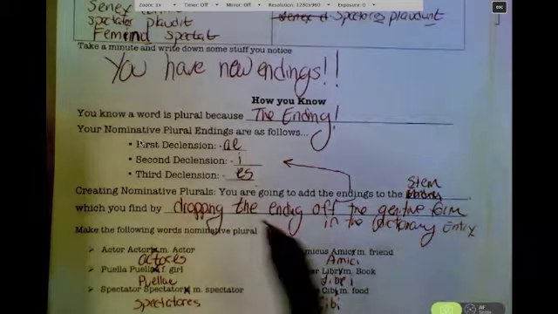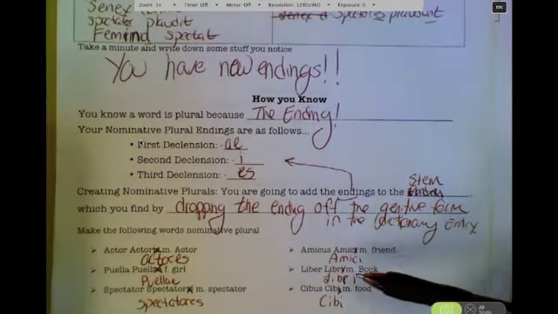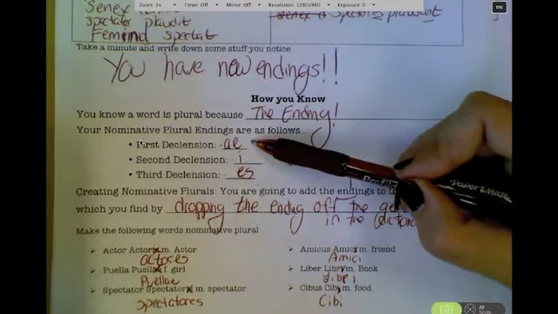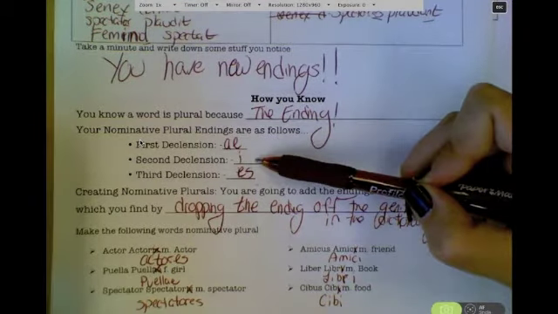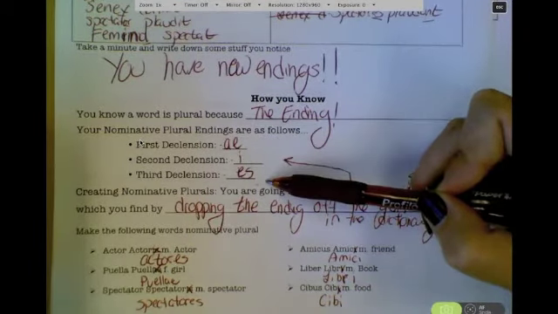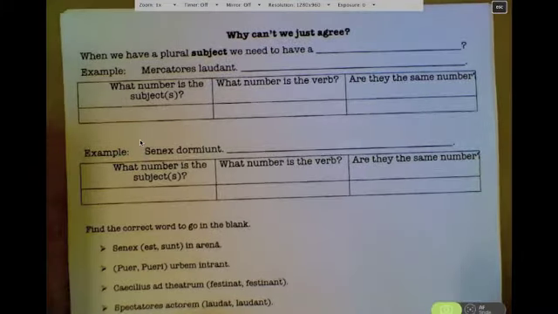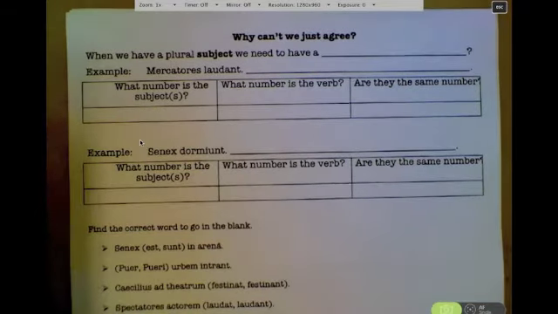Again, you can see I've crossed out the genitives, and then added the right ending. So for first declension words, I added an AE. For second declension words, I added an I, and for third declension words, I added an ES. We're going to go on to subject-verb agreement, which we talked about a little bit previously, a teeny tiny bit, but we'll go for it now.